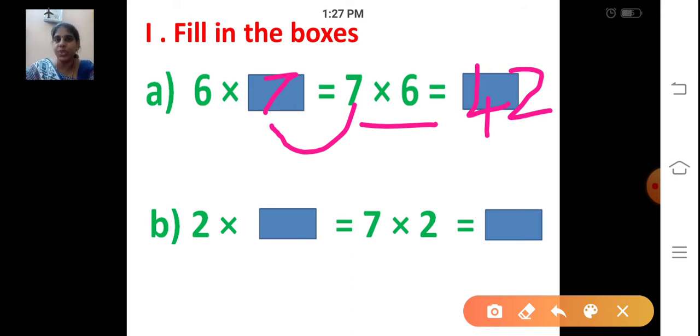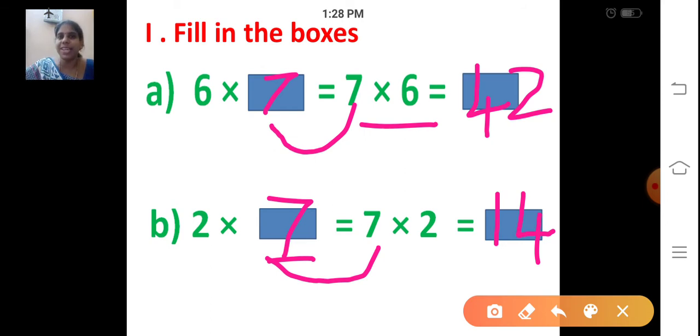Second sum, 2 into dash is equal to 7 into 2. So we know 7 into 2. Let's change the order. Yes, 7 into 2. Now change the order, 2 into 7. 2 sevens are? Think and tell me the answer. 2 sevens are? Yes, 14. 2 sevens are 14. So when we change the order also, the product will be the same.